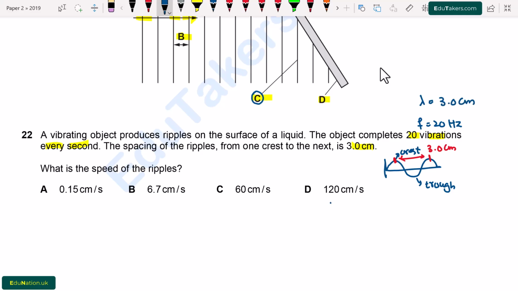I use the wave equation v = fλ. We have to find out the speed of the ripple. So v will be equal to 20 multiplied by 3.0, which is 60. The unit should be centimeter per second. So from here option C is correct.